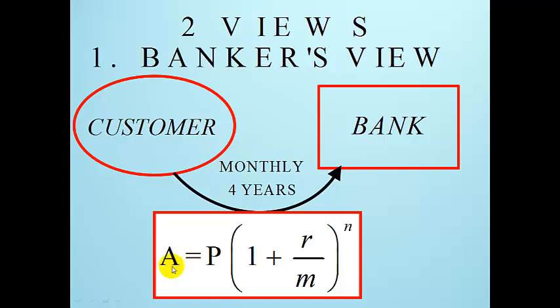Now the amount of money the customer is going to pay at the end of the 4 years can be calculated using the formula A equals P into bracket 1 plus R over M exponent N, where A is the amount, the total amount the customer is going to pay at the end of the 4 years. P is the principal, that's the amount the customer borrowed from the bank. 1 is a constant, R is the interest rate, and M is the number of months in a year. And N is the total period of payments, that's the total number of months.